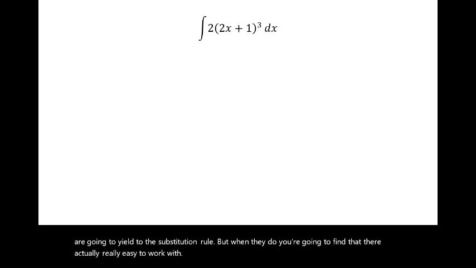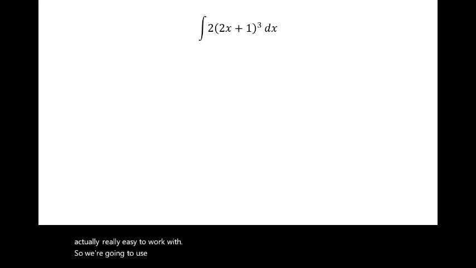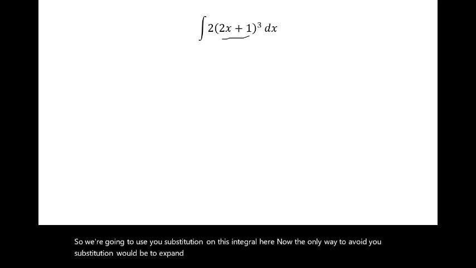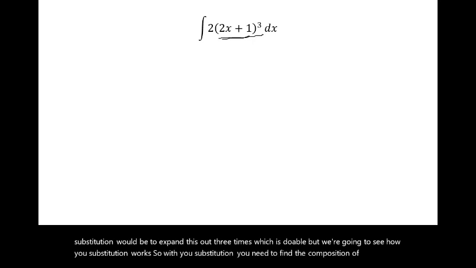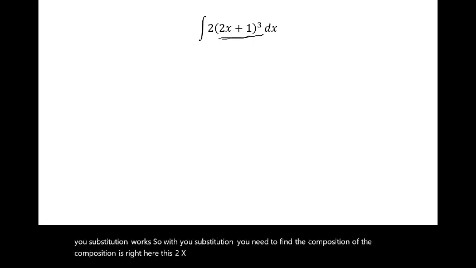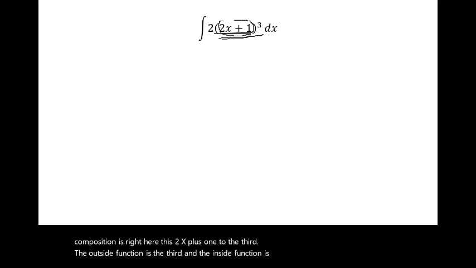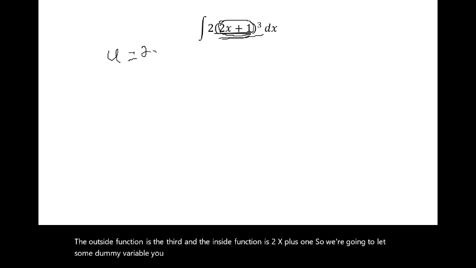So we are going to use U-substitution on this integral here. Now, the only way to avoid U-substitution would be to expand this out 3 times, which is doable, but we're going to see how U-substitution works. With U-substitution, you need to find the composition, and the composition is right here, this 2x plus 1 to the third. The outside function is the third power, and the inside function is 2x plus 1. So we're going to let some dummy variable u equal the inside function, 2x plus 1.